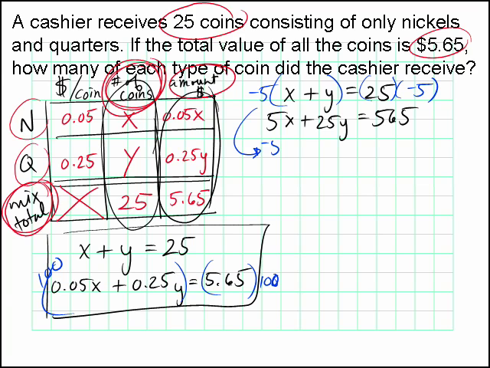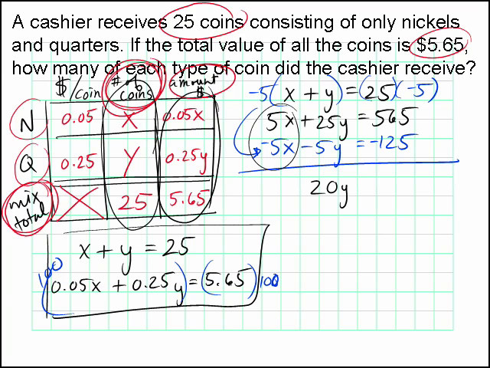It becomes -5x minus 5y, and that is negative 125. If I add those equations together, the x's do cancel away, and I'm left with 20y equals 440. And 440 divided by 20 is 22. So there's our y. Since we are supposed to have 25 coins total, then that means x must be 3. It's 22 plus 3 is 25.